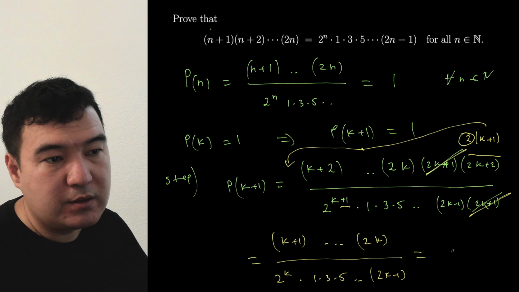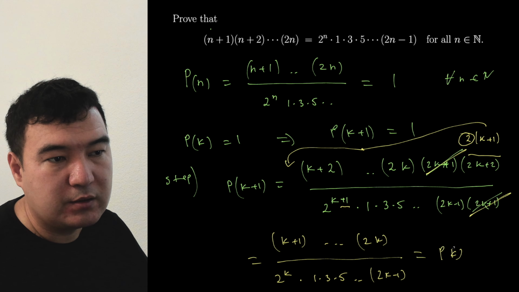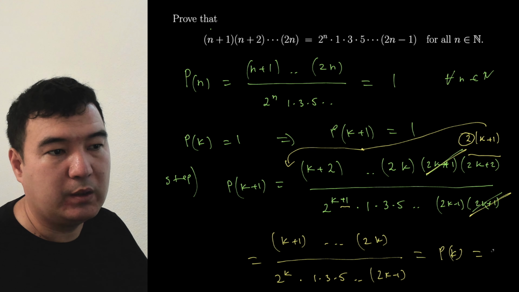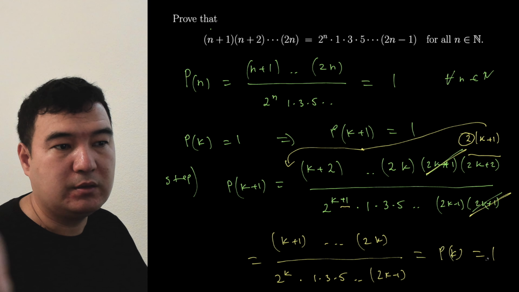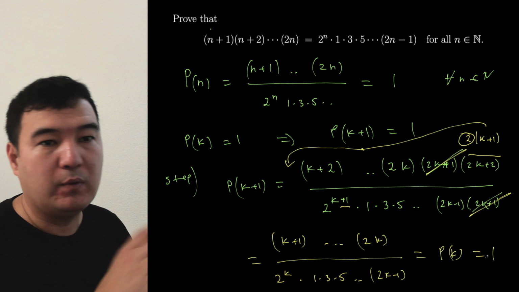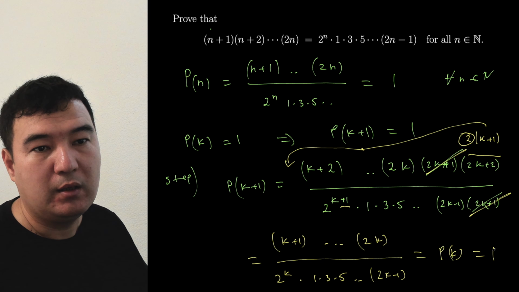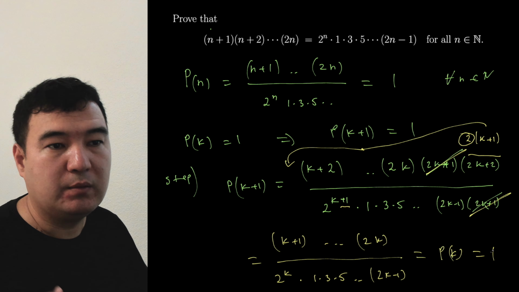And this expression is just Pk, the expression for Pk, which is 1. So Pk plus 1 is equal to Pk, and both of them are equal to 1, because if we assume Pk is 1, then Pk plus 1 is also 1.